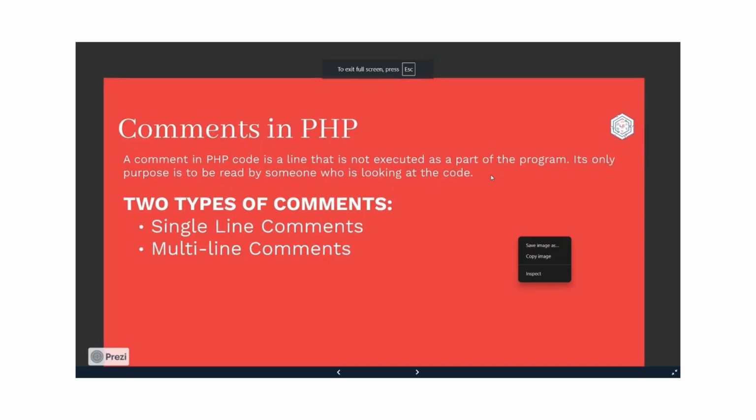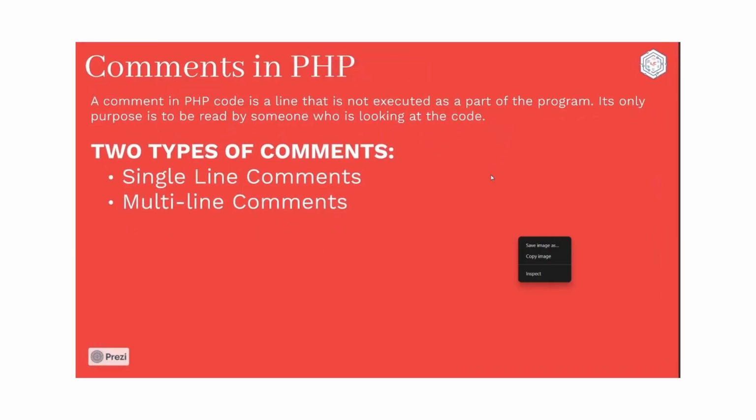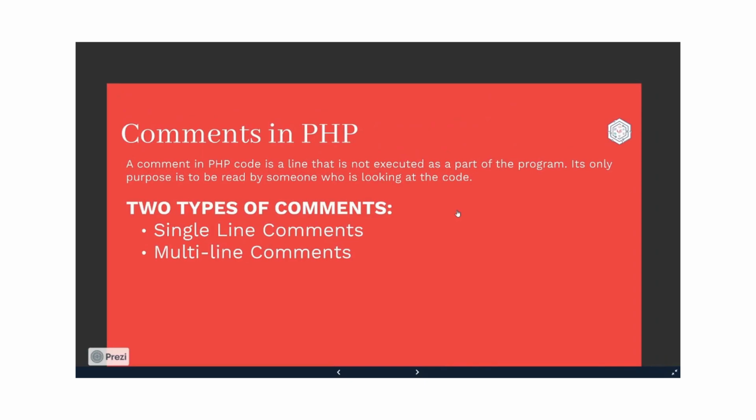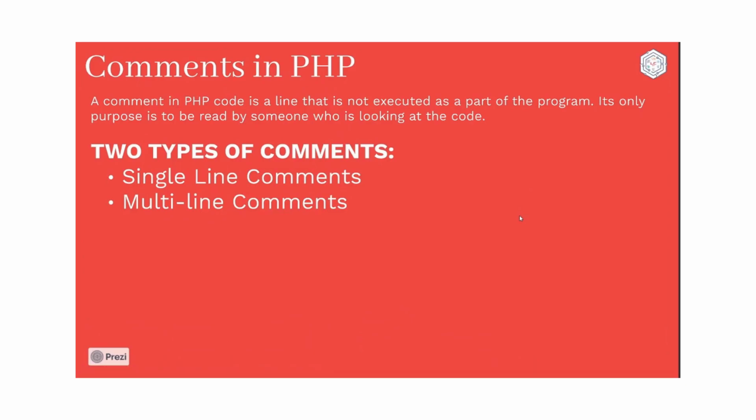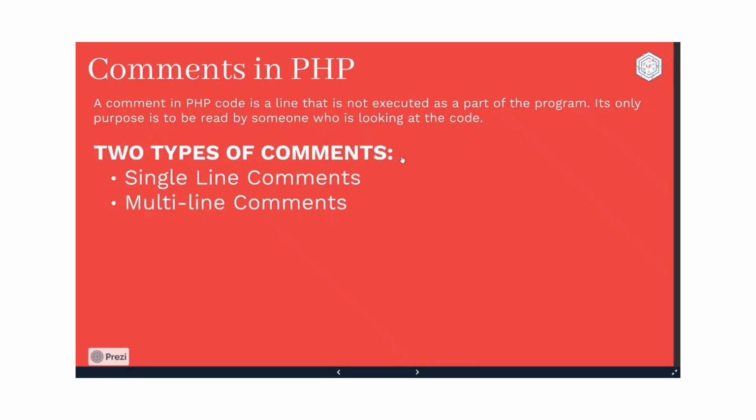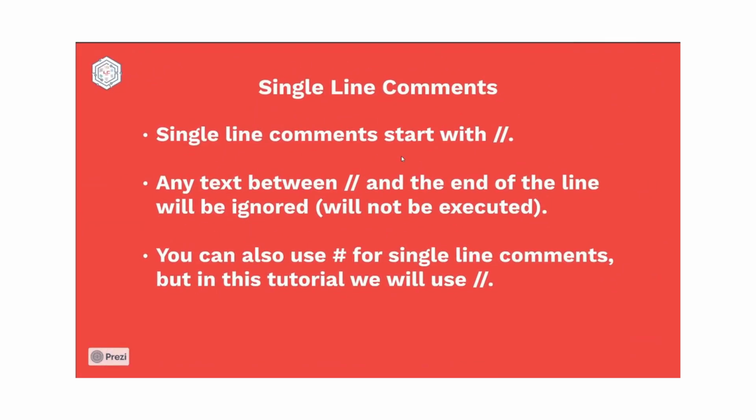comment in PHP. A comment in PHP code is a line that is not executed as part of the program. Its only purpose is to be read by someone looking at the code. There are two types of comment: single-line comment and multi-line comment. So a single-line comment starts with double slash. Any text between double slash and the end of the line will be ignored. You can also use hash for a single-line comment, but in this tutorial we use double slash.